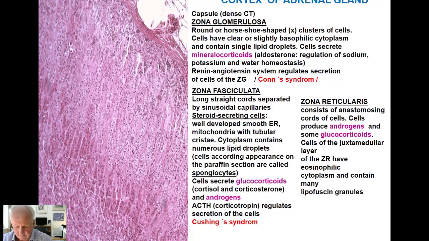Zona glomerulosa, nice, perfect, important first zone, just under the capsule. You have seen it a few minutes ago with these ring or horseshoe-shaped trabeculae, producing mineralocorticoids, aldosterone, for example. Aldosterone, yes. And here is a function of aldosterone, a very important function, yes.